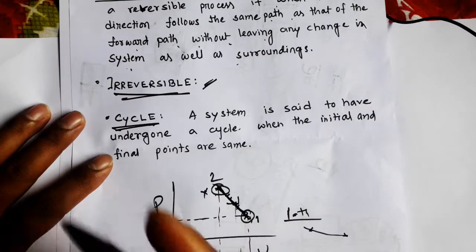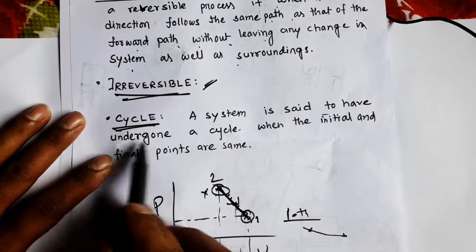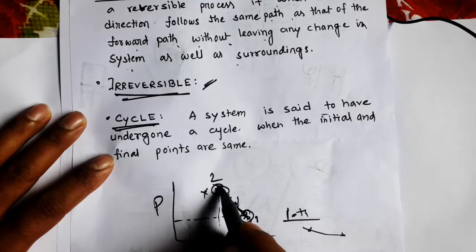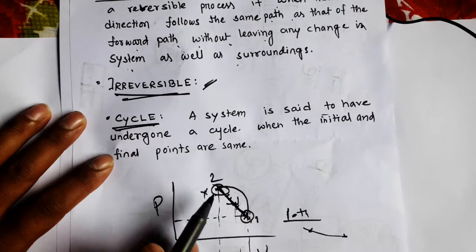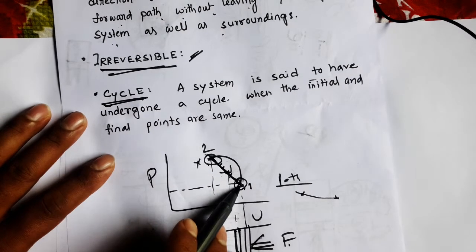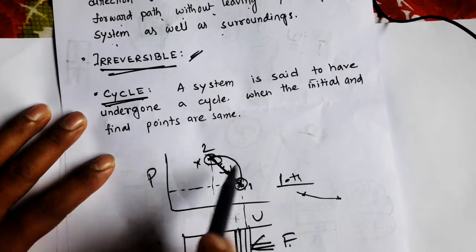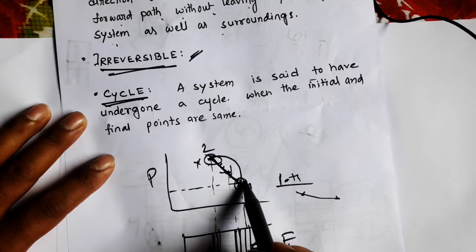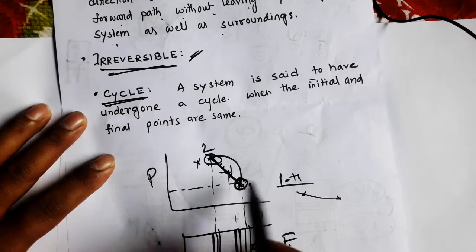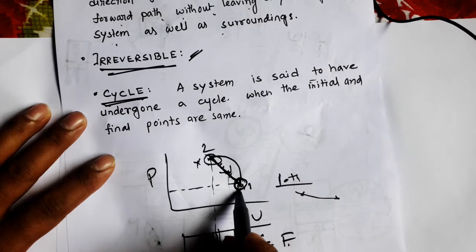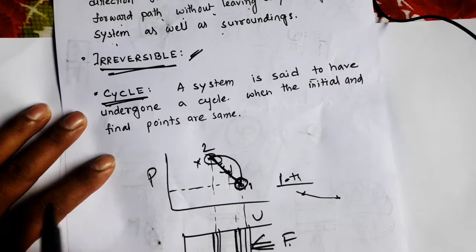Okay. Now cycle. A system is said to have undergone a cycle when the initial and final points are the same. Suppose after releasing the pressure, the piston moves to its original position, then what will happen? Initial and final states are the same in that case. So after completing the cycle, volume will be V1, pressure will be P1. So this will be an example of a cycle. The initial state and final state will be the same for a cycle.